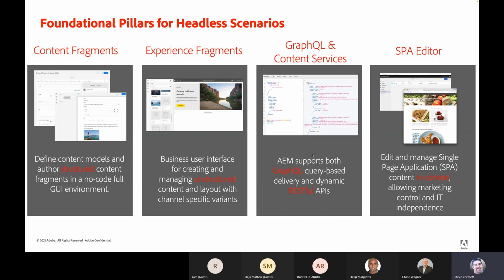The other piece is experience fragments. It's still a fragment of content similar to a content fragment, but these are more for unstructured types of content, where you still have the ability to drag and drop content on a screen. Today you can have an image and a piece of text. Tomorrow you could have a carousel and 3 images and 4 pieces of text.